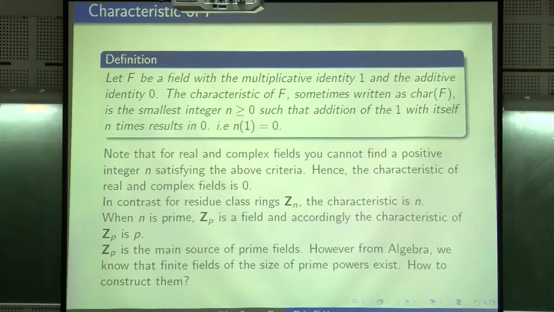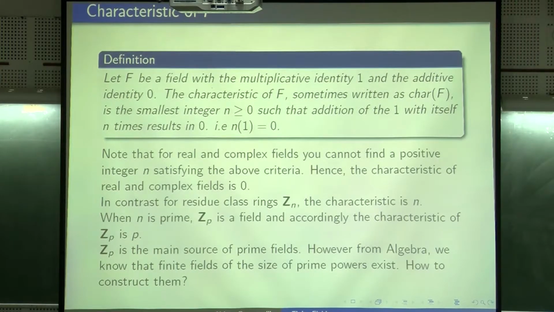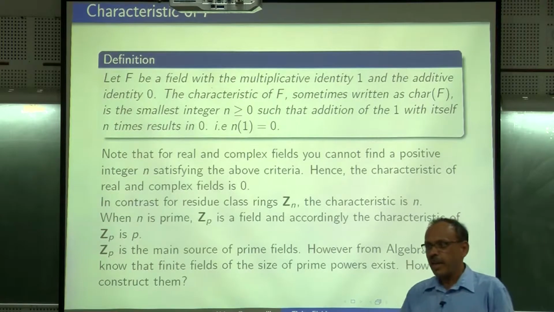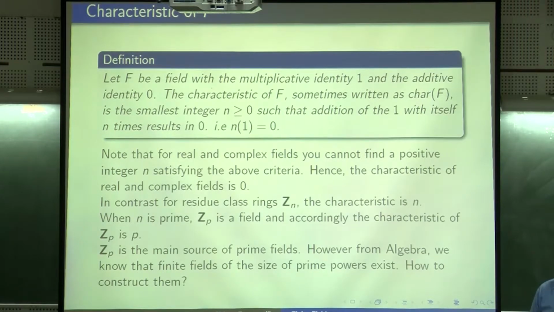So now let us see: let F be a field with a multiplicative identity 1. When you have a field, you can define what the multiplicative identity is and what the additive identity is. The additive identity is usually 0 in our application, and the multiplicative identity is 1. The characteristic of F, sometimes written as char(F), is the smallest integer n greater than or equal to 0 such that the addition of 1 with itself n times results in 0. So I take 1, the multiplicative identity, and keep on adding: what is the smallest integer n such that adding 1 that many times gives you 0? That is the definition of a characteristic. Is that clear? It is very important to recognize these characteristics.